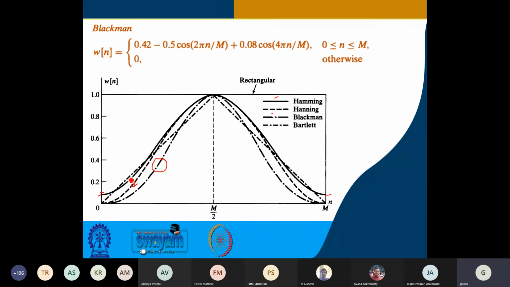And Bartlett is the triangular filter. Just like a triangle, straight line in between. So Blackman is most tapered in that sense, isn't it? The values are less and less compared to others. Of course, initially it was more, this dash dot, but quickly it falls to this one. So this is one extreme, Blackman, right? In that sense.